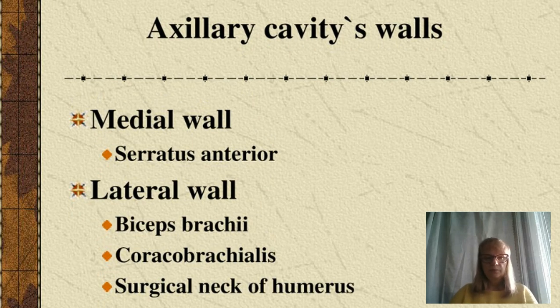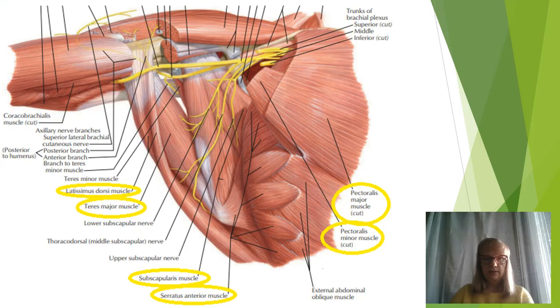Two neighboring walls, the medial wall and the lateral wall. The medial wall is serratus anterior, which is one superficial muscle of the thorax. Exactly, it covers the lateral aspect of the thoracic cage. And the lateral wall is formed by muscles and structures from the arm: biceps brachii, coracobrachialis, and the surgical neck of the humerus.